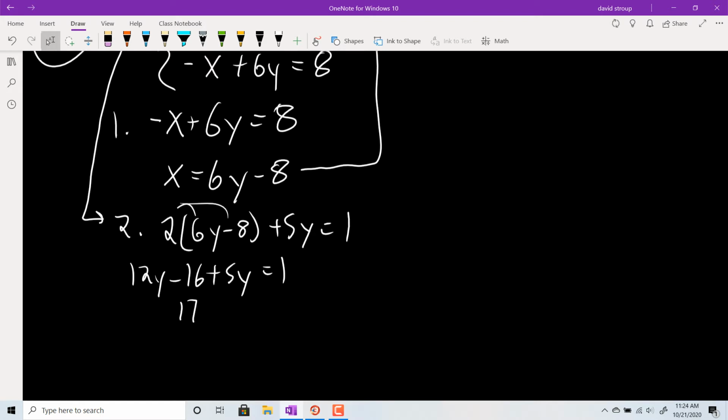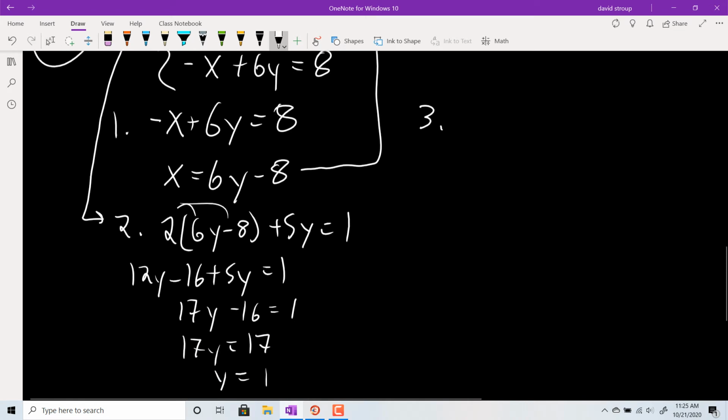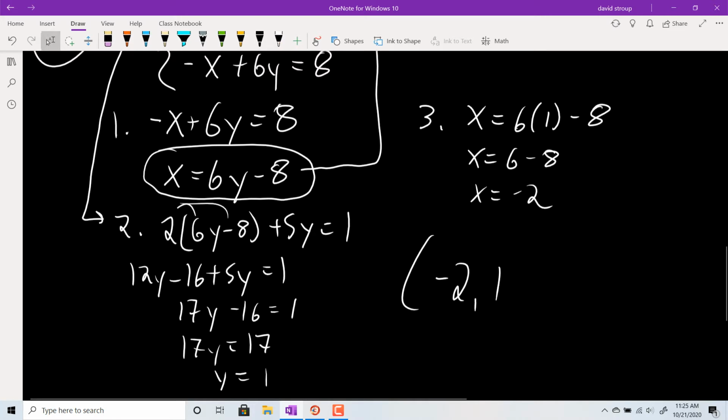y plus 5y is 17y. And it looks like we're getting y as 1. Okay, and then lastly, I'm going to back sub. Again, you could use either of your original equations, or do what I do, and that's basically just borrow this expression from our first step. And you get x equals 6 times 1 minus 8, which is 6 minus 8, which is negative 2. Okay, so our solution this time, negative 2, 1.